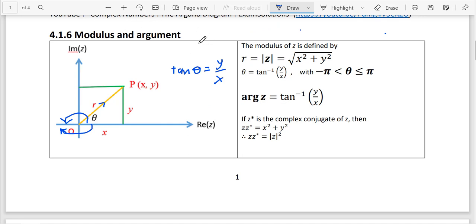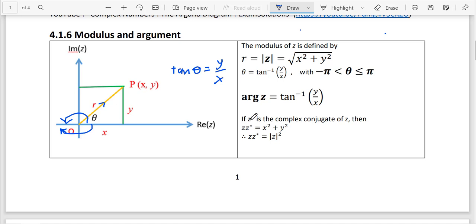In the complex number, make sure that although your idea is theta, you must write argument of z. You don't write theta anymore. When you state the angle, you state the argument. Argument of the complex number is arctangent of y over x.